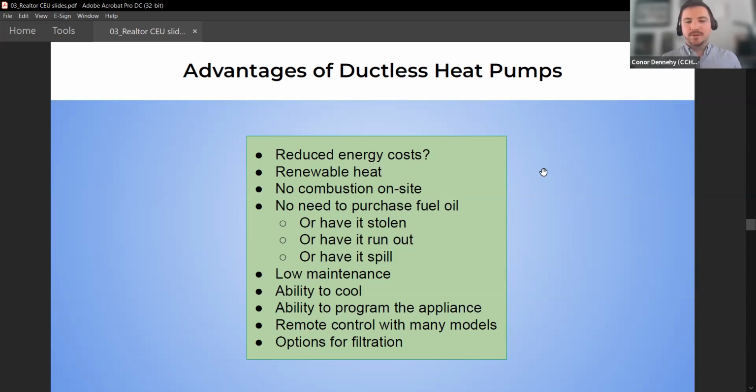Again, it's considered a renewable heat as long as the outdoor conditions are favorable. You can heat your house all day long, all night long, to whatever temperature you want. It's going to be working great.